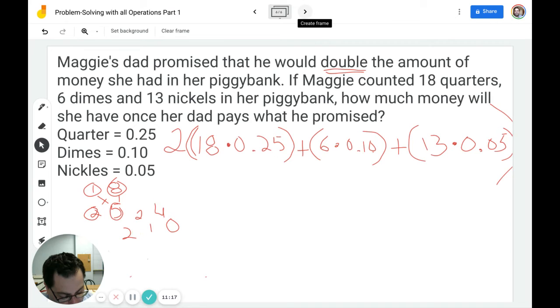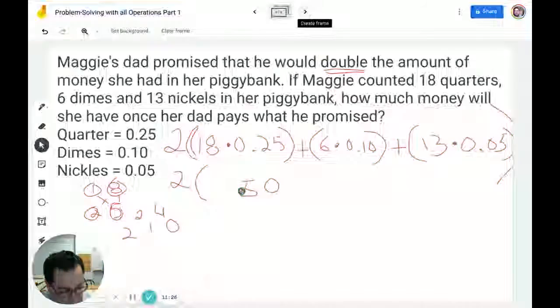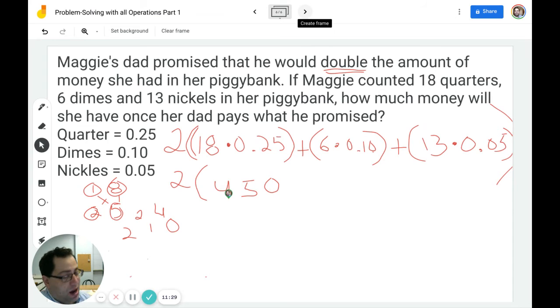So now if I were to rewrite this problem over here, initially I have 0, 5, and 4. I can see that I have 2 decimal places in 0.25, so I move the decimal 2 positions from the right and I get $4.50. Here I see 6 times 10. Again, you ignore all of the decimal points. So 6 times 10 is 60. There's 2 decimal points in 0.10, leaving me with 60 cents.